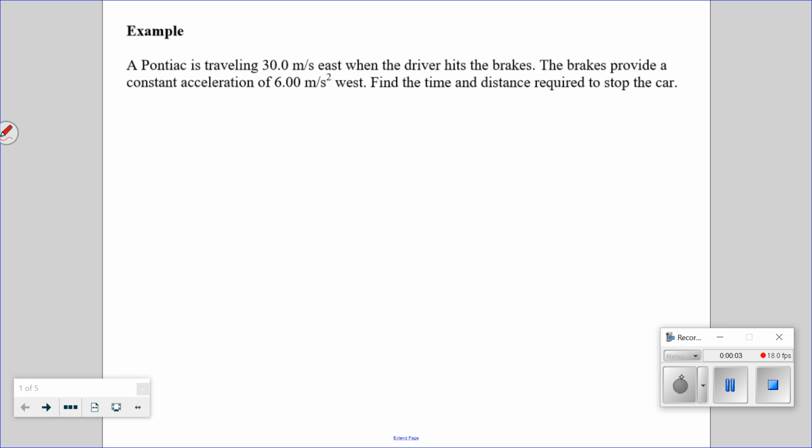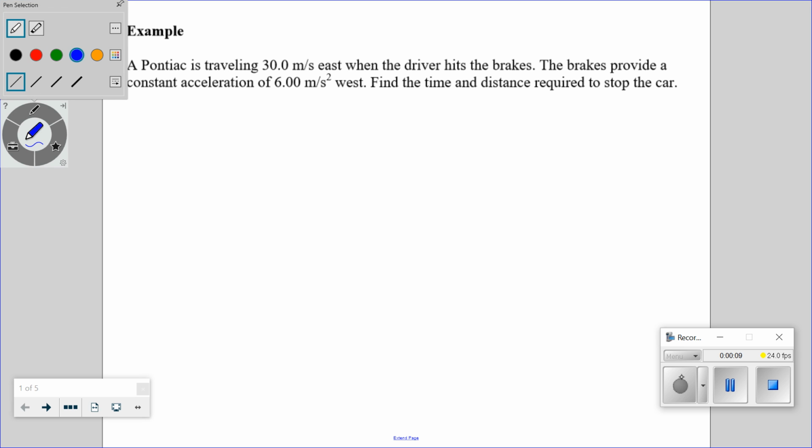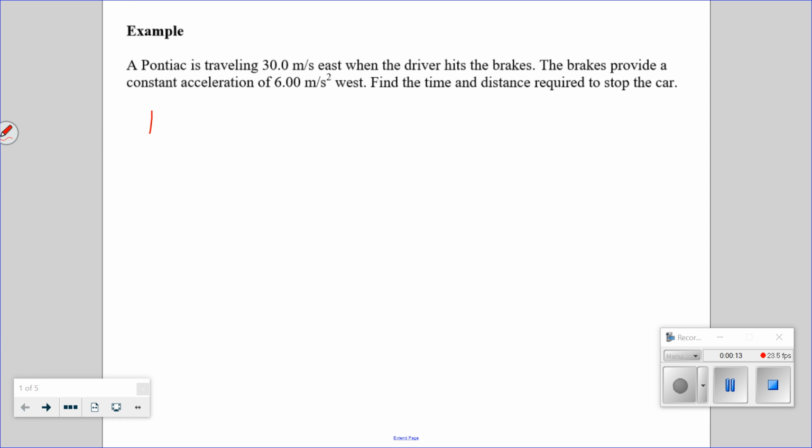Okay, so here we are back at the examples. The car trying to stop. And now we can use equation 3. And if we want to, we can go straight to the distance.